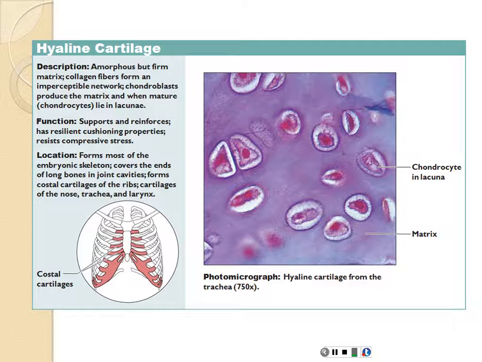Remember, the cartilage cells, the chondroblasts, make the matrix. Once the cell makes this matrix, it's stuck in that space called the lacuna. And then we call it a what? Chondrocyte, once it becomes trapped in that space. So keep in mind lacuna. We'll bring that up again here soon.